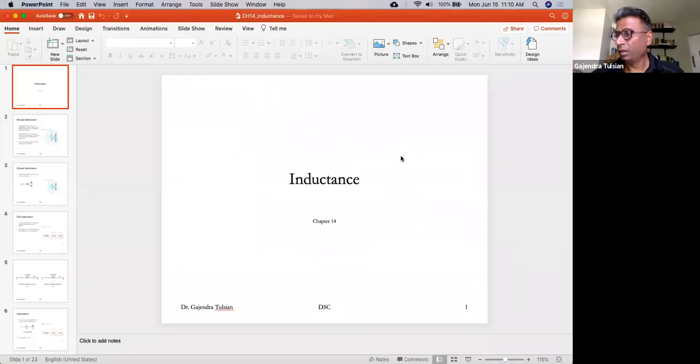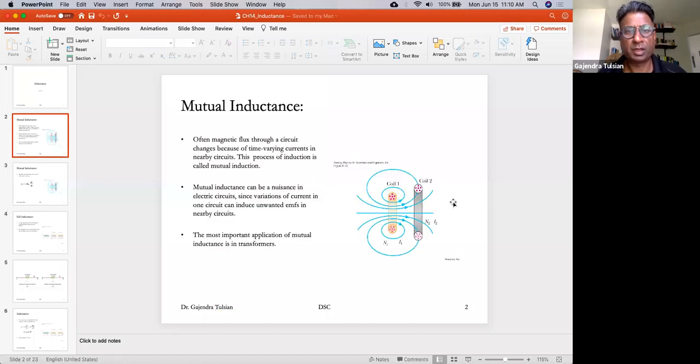All right, so the chapter title is Inductance. And so we'll start off with mutual inductance. Nowadays, we are all dependent on devices that use chips, and chips have many circuit elements in a tiny space. And here's one of the problems that you face. So let's say here's a circuit, and this is an issue.